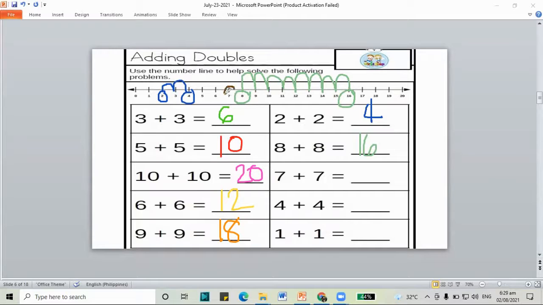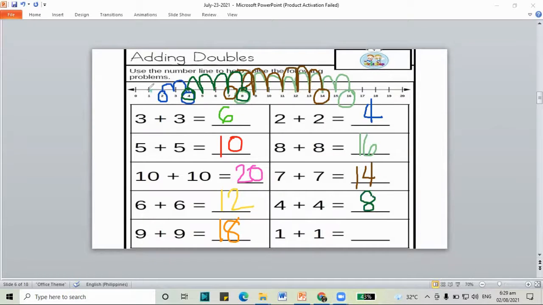Another one, how about 7 plus 7? Let's jump 7 times. 1, 2, 3, 4, 5, 6, 7. 7 plus 7, that is 14. Another one, we have 4 plus 4. Let's jump 4 times. 1, 2, 3, and 4. 4 plus 4 is equal to 8.